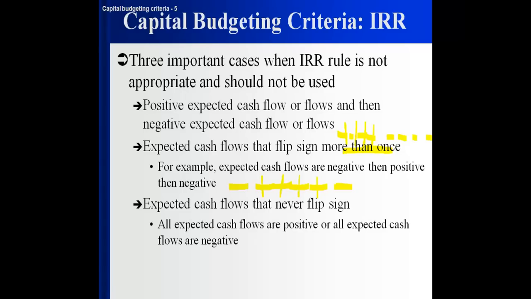And finally, if you have expected cash flows that never flip sign, so again, you might have a unique project where all the cash flows are always positive, or you might have one where all the cash flows are always negative. Clearly the positive is great. I mean, who wouldn't want to do a project where you just kept getting money? But IRR can't be used to tell you that. Same thing if it's all negative, it's not a very good project if you're constantly paying out money and nothing's ever coming back to you. But you can't use IRR to tell you that.